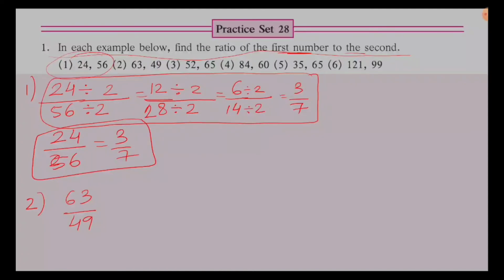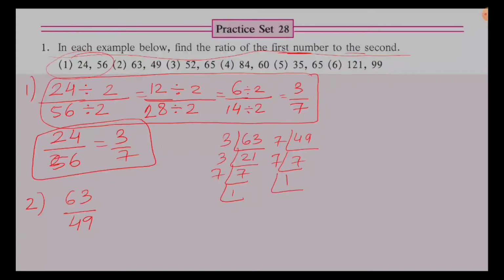Now you all can see that 63, if I find the factors of 63, we will be dividing it with 3: 3 sevens are 21, 7 ones are 7. And what about 49? 49 will be like this, 7 sevens are 49. There is no other factor.